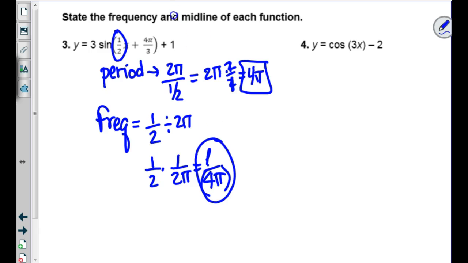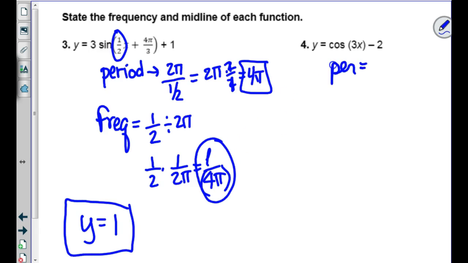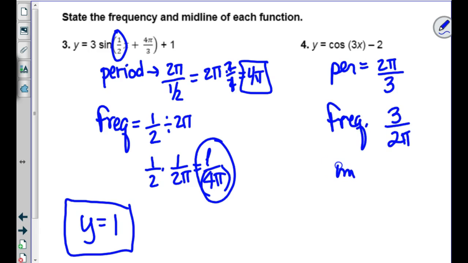Midline, can anybody tell me the midline? It's the only other thing it asks. This is worksheet 10, underneath the questions. y equals 1. Yes, it's just the vertical shift. All right, so this one real quick. What's the period, guys? This one's easier. 2 pi divided by b, so the frequency is 3/2 pi. And the midline, y equals -2.